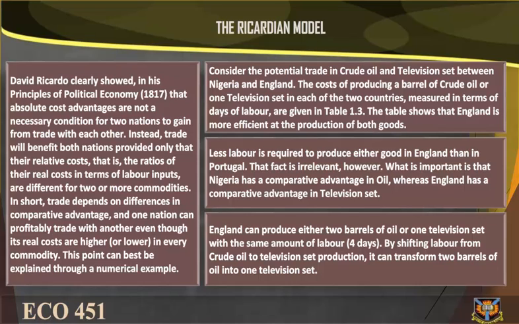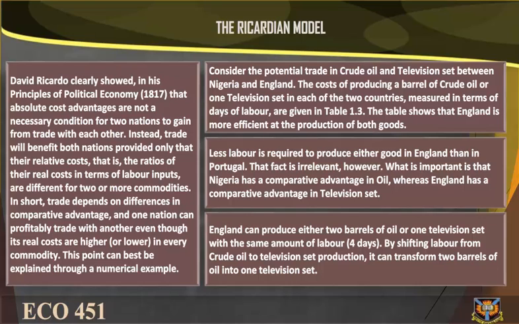This point can best be explained through a numerical example. Consider the potential trade in crude oil and television sets between Nigeria and England. The cost of producing a barrel of crude oil or 1 television set in each of the 2 countries, measured in terms of days of labor, is given in Table 1.3. The table shows that England is more efficient at the production of both goods. Less labor is required to produce either good in England than in Nigeria. That fact is irrelevant.